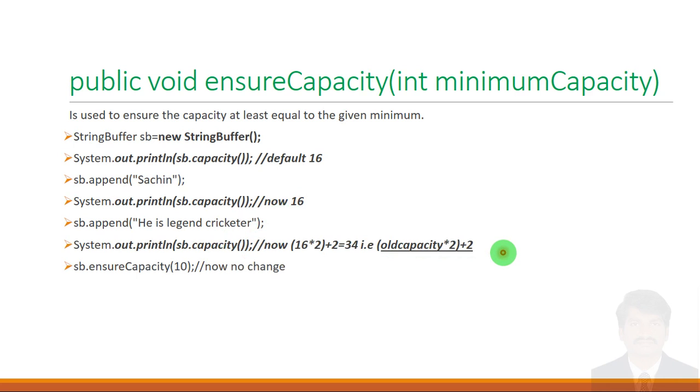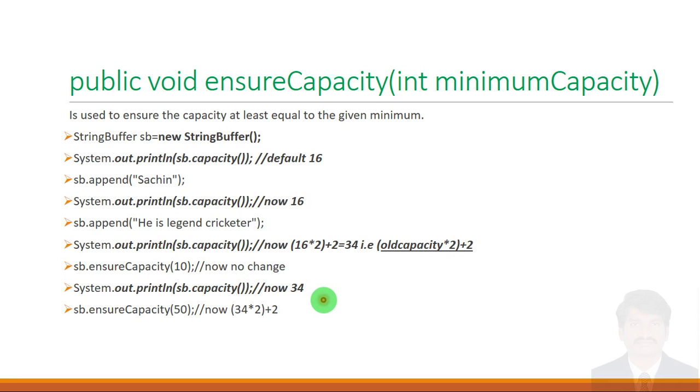Now let us come to this. SB dot ensureCapacity(10). Guys, I already have a string buffer with capacity 34. When we are calling ensureCapacity of 10, it means make sure that the minimum capacity of the string buffer is 10. We already have 34, right? We will not bother. So there will not be any change in the capacity. If we print the capacity, it will print 34.